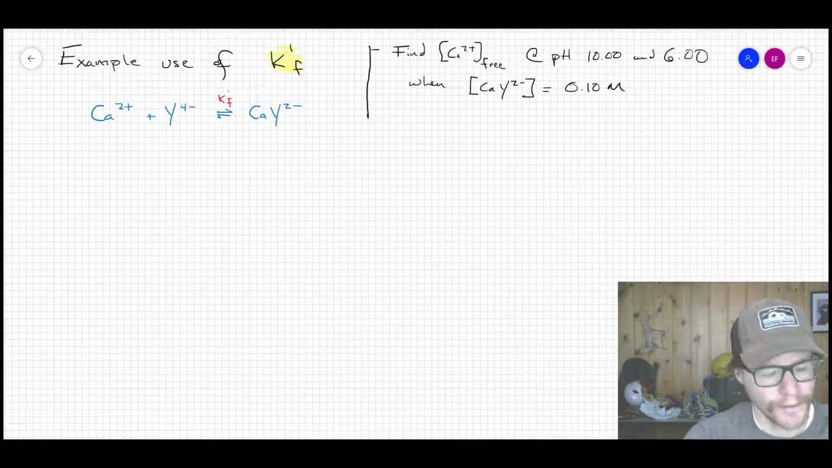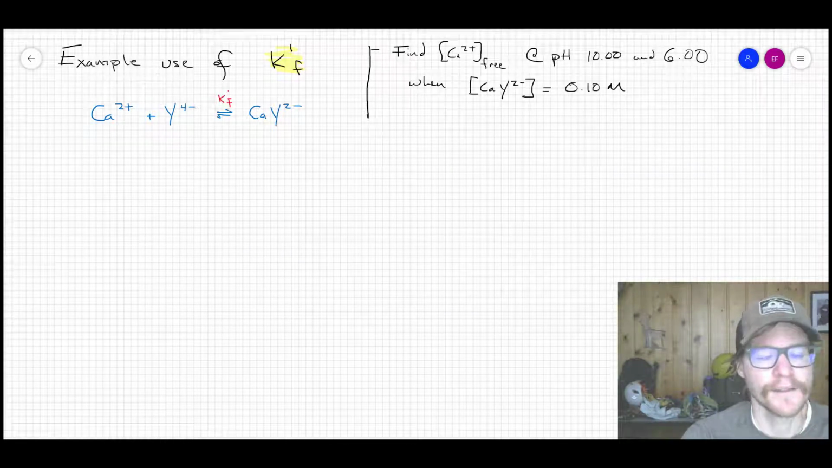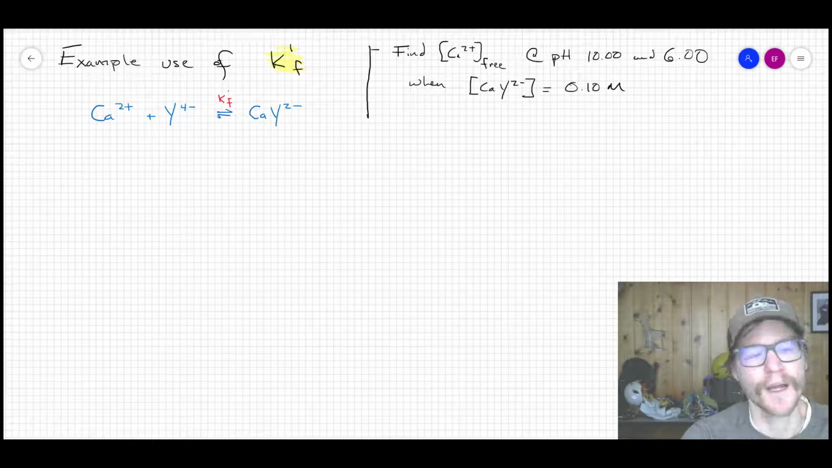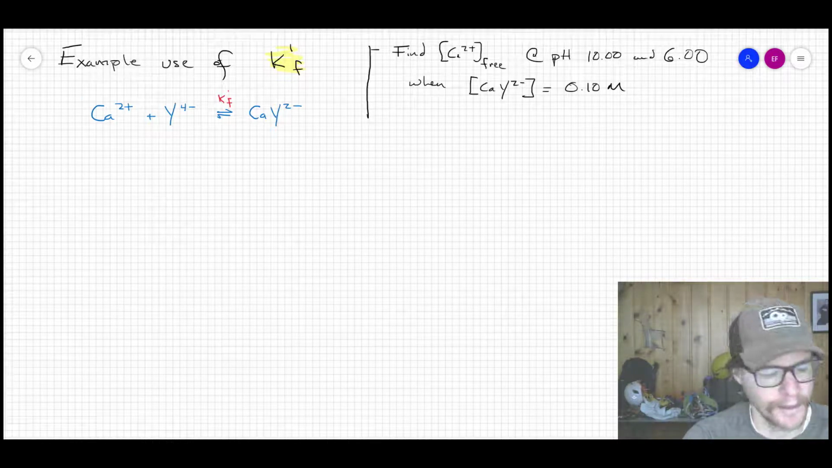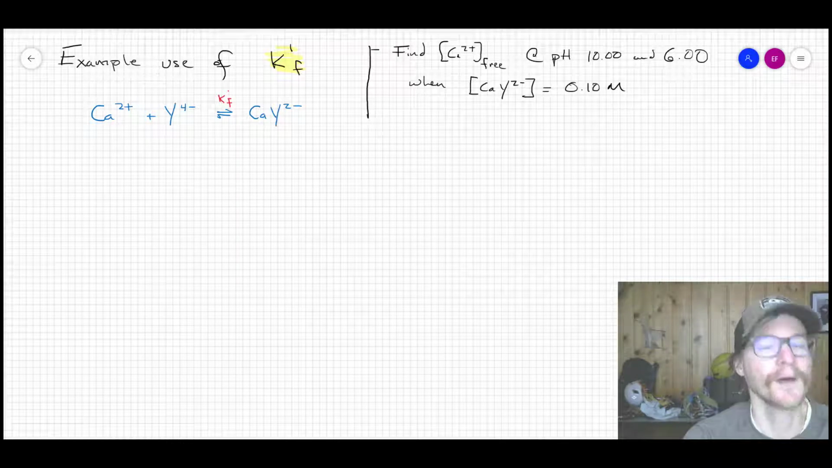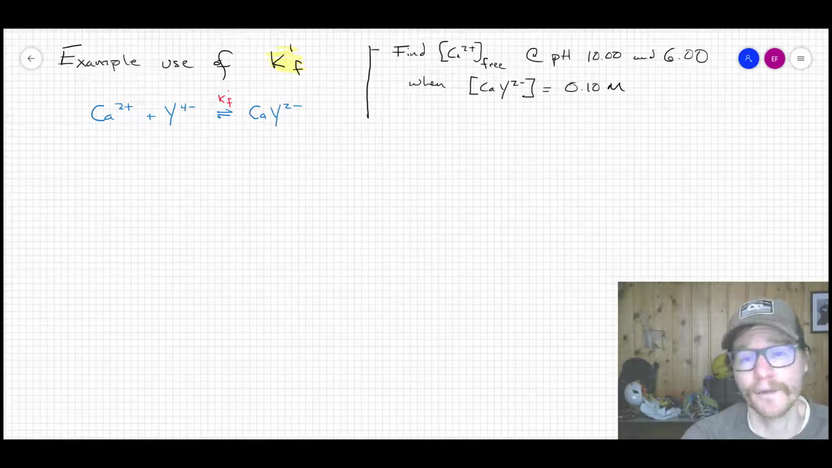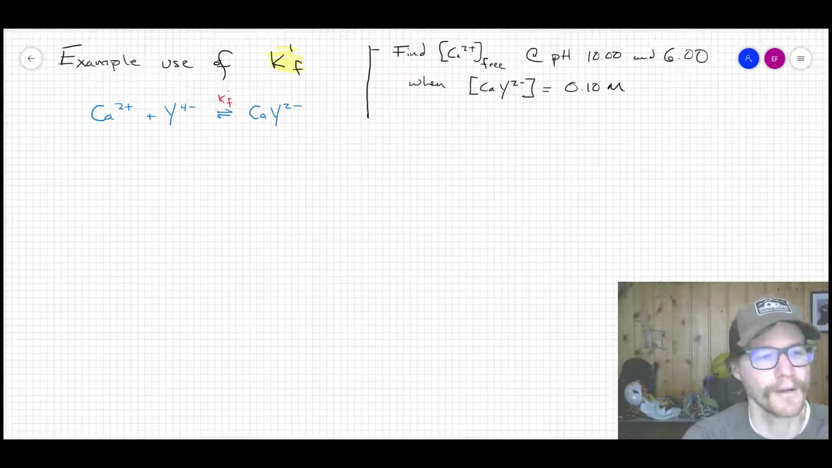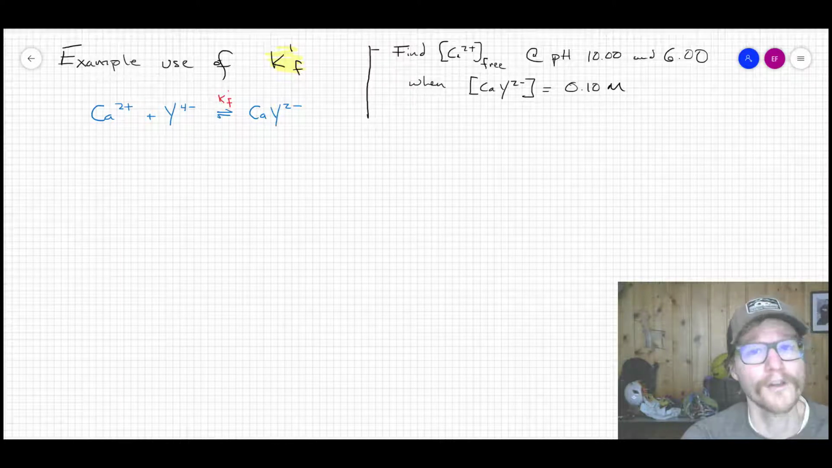So now that we know what the conditional formation constant is in an EDTA complexation reaction, let's put it to use on a simple example. And this example is not totally realistic because there's information here that you're not always going to have access to, but it'll help, I think, reinforce the concept of what it is before we employ it in more nuanced ways.